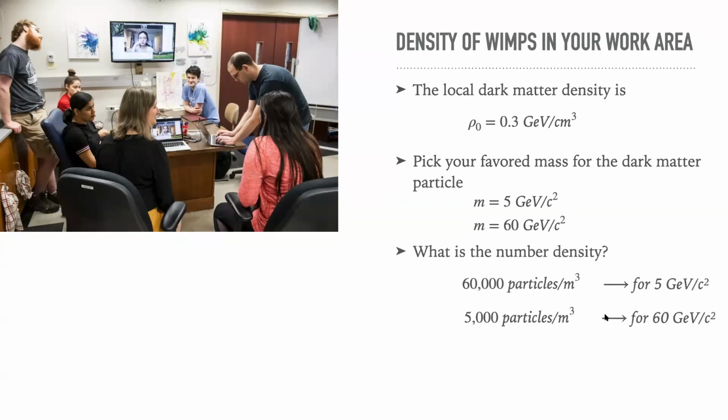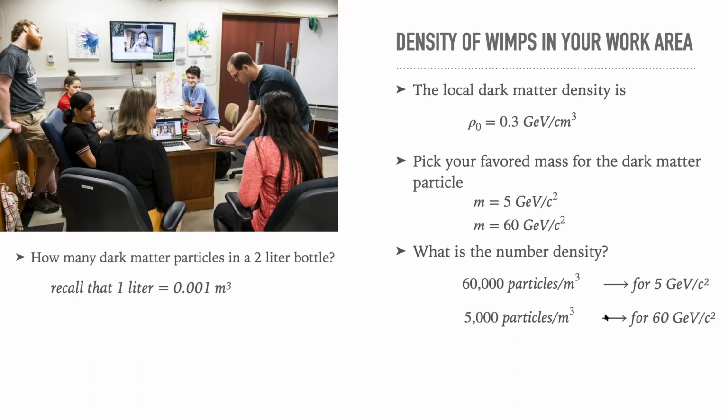And then it's just a very simple calculation to say what is the number density in your area. So you can take this mass and transpose it into a number density just using some unit conversions. So that gives you about 60,000 particles per cubic meter for a 5 GeV WIMP. And it gives you about 5,000 particles per meter cubed for a 60 GeV WIMP, if I did my algebra right and my unit conversions. Okay, so that's per cubic meter, which, for Americans, can be a hard volume to think about.